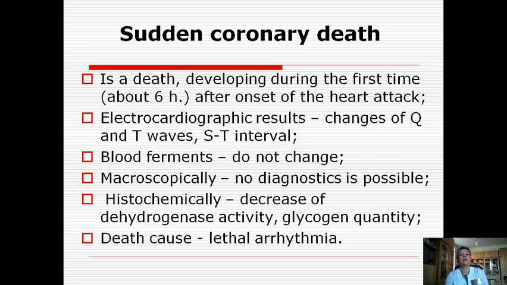What can we see due to sudden coronary death? It is a death developing during the first time after onset of the heart attack, up to 6 hours. Electrocardiographic results: change of Q and T waves, ST interval. Blood enzymes don't change. Macroscopically, we can see ischemic zone. That's all. Histochemically, decrease of dehydrogenase activity and glycogen quantity. And cause of death, lethal arrhythmia.